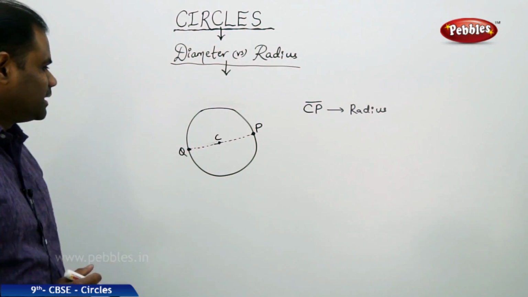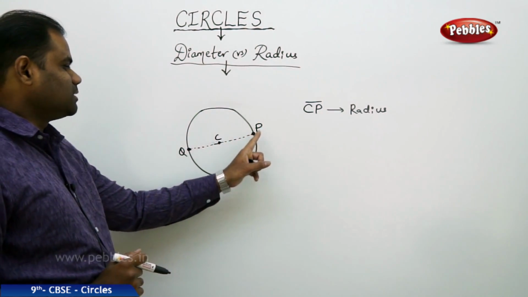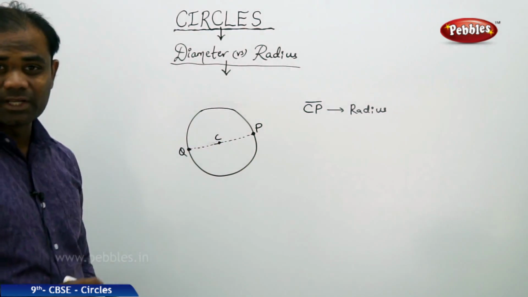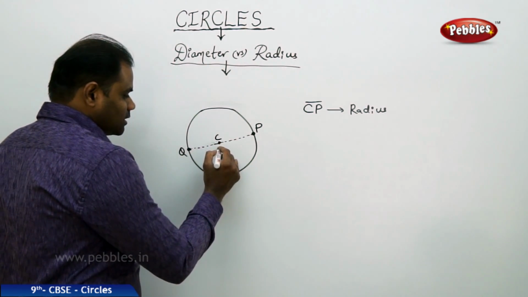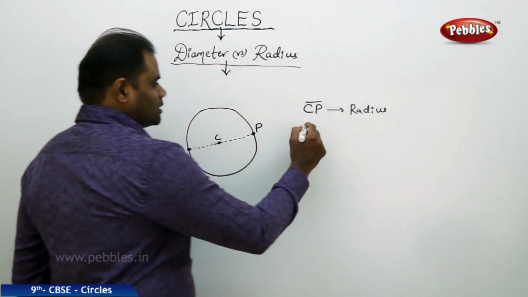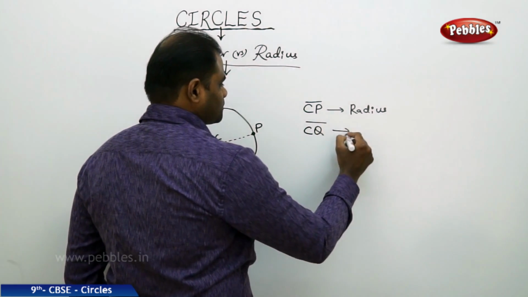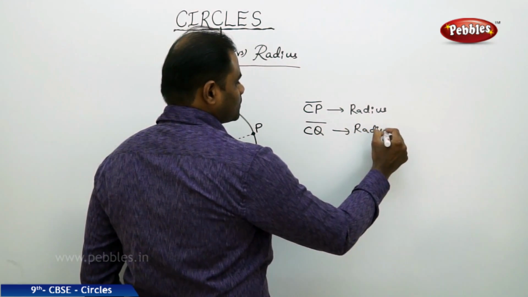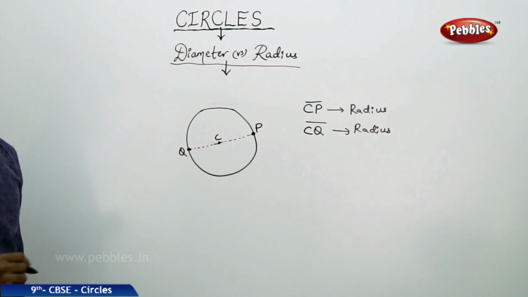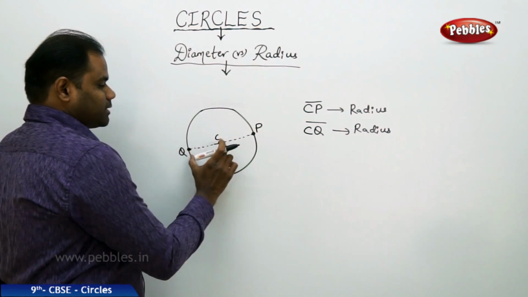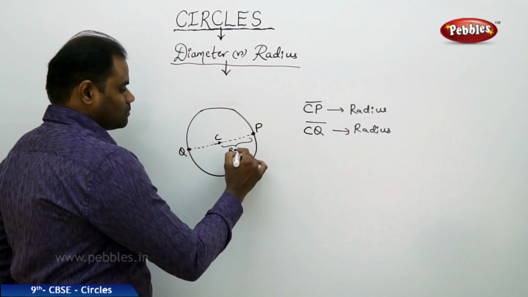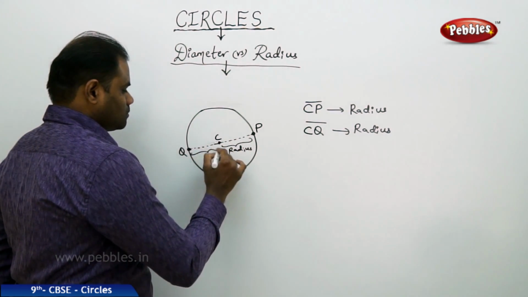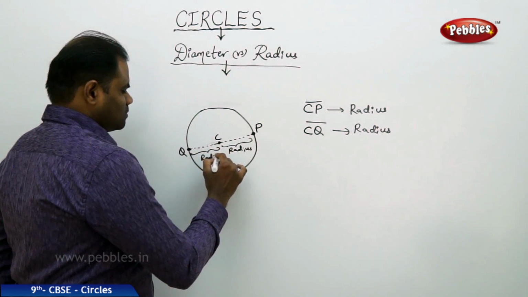Now here I clearly understand that CP is the radius and CQ also is the radius, because on the other side of the circle, the line joining the center to any point on the circle is also the radius. So CP and CQ are the radii for the given circle. This part being the radius and this part being the radius. This also is the radius.